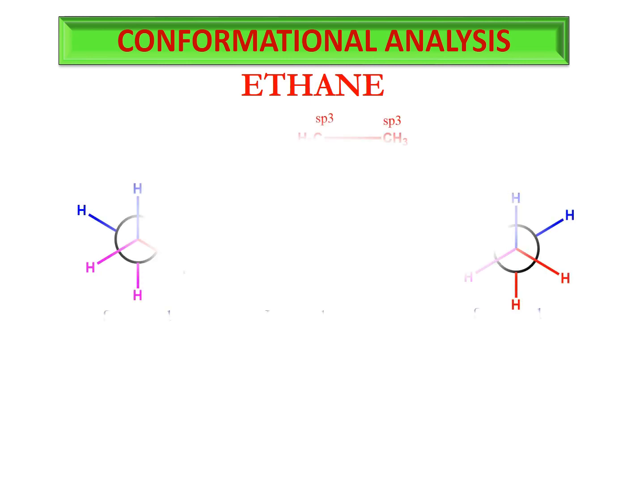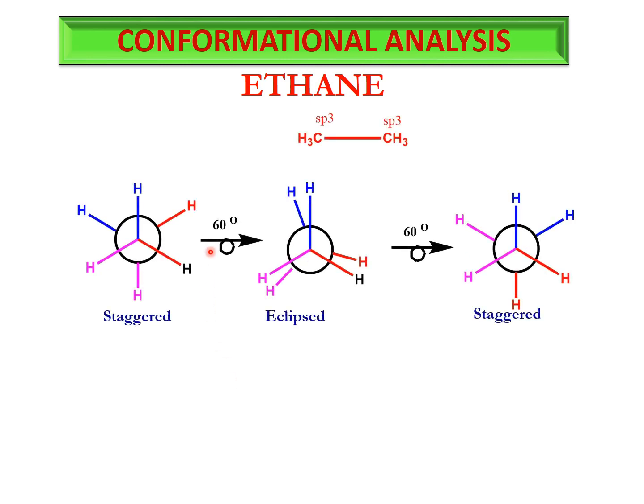Ethane is a simple molecule that has two carbon atoms, and each of these carbon atoms has three hydrogens attached to it. Now, both the carbon atoms are sp3 hybridized, which means that the geometry around each of these carbon atoms is tetrahedral geometry. Now, to analyze ethane for its conformations, we have to draw a Newman projection for this molecule.